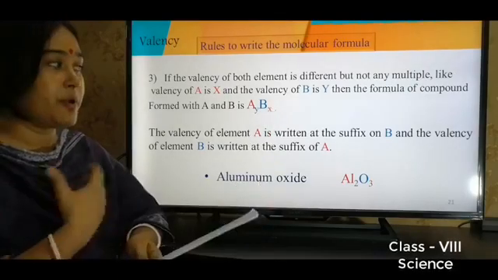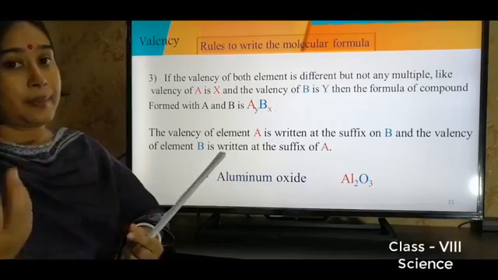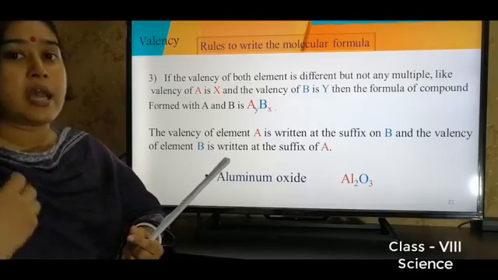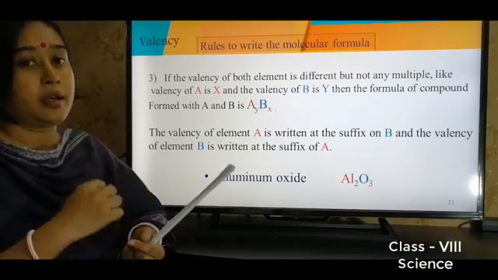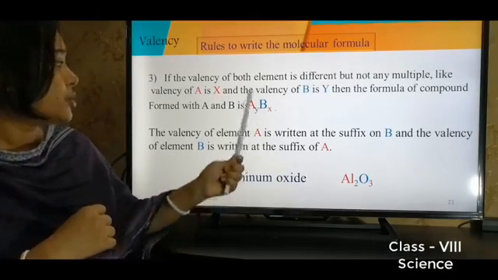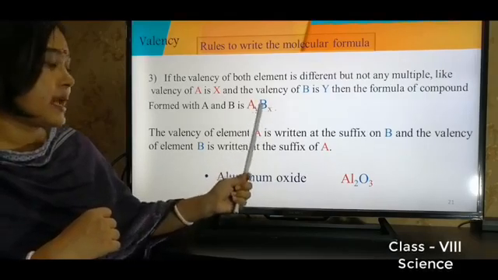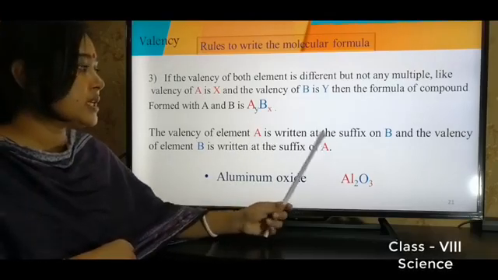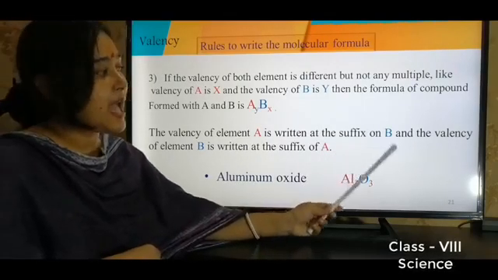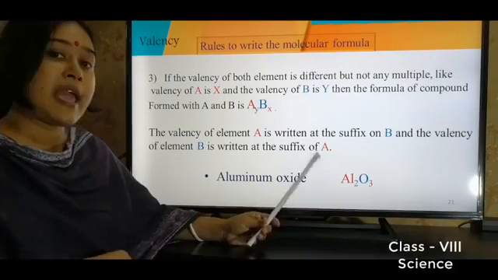AYBX. In our previous slide, you have seen the valency of carbon written as a suffix of oxygen, and the valency of oxygen is written as a suffix of carbon. And in that way, this formula is written AY and BX. So the valency of element A is written as the suffix of B, and the valency of element B is written as the suffix of A.